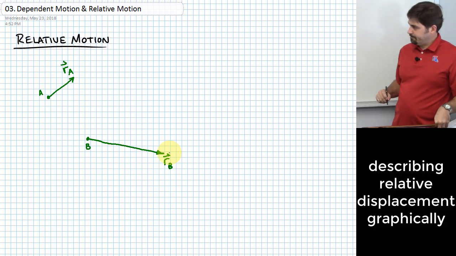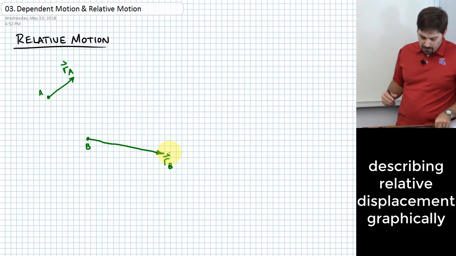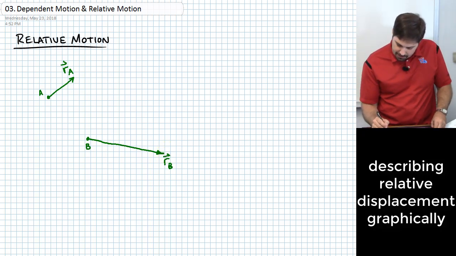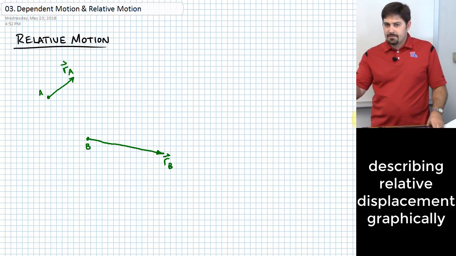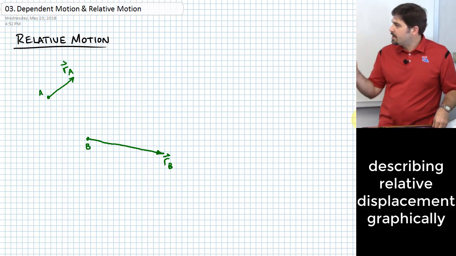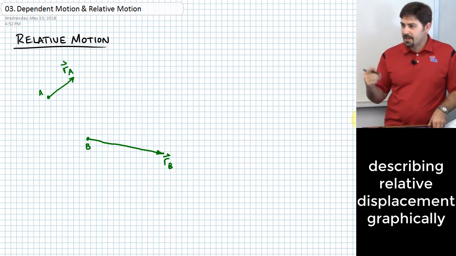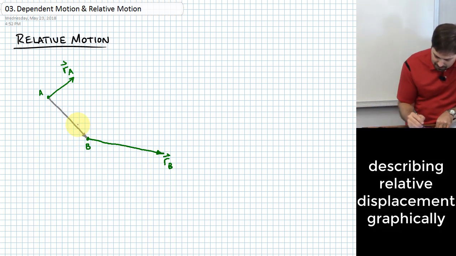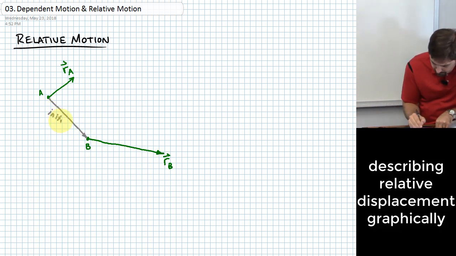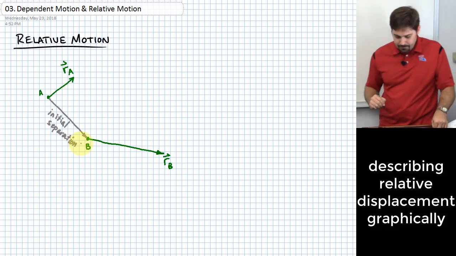All right. I want to show you something that I think is kind of cool. I'm going to draw another vector here that shows you what the initial separation was from A to B. Right? How far was B from A? That's initially, right? So that would be a vector that you could describe right here. So maybe I'll just label it initial separation from A to B.